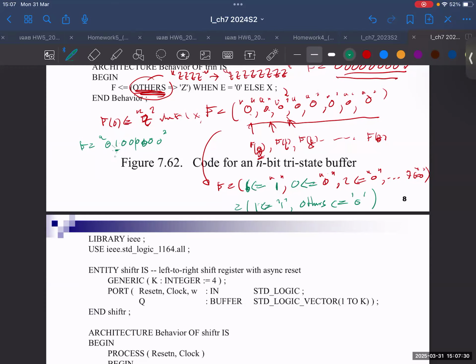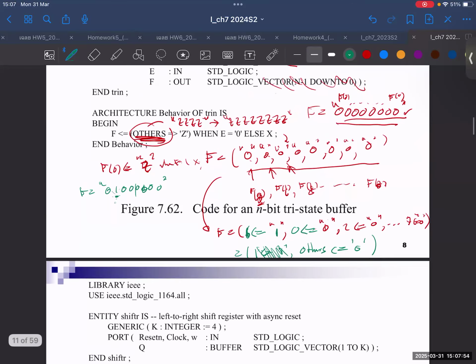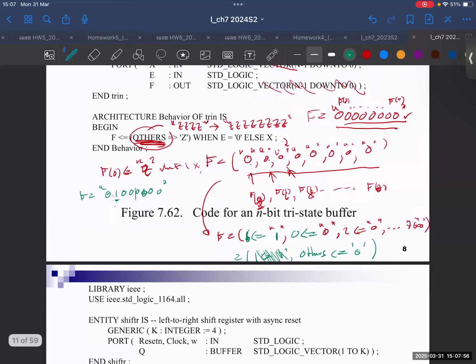And if everything is 0, then you just don't use the explicit part. You just write others equal to 0. What does it mean? Everything else, which means every bit is zero, right? So what's the good thing about this? The good thing is that others means all the rest, which doesn't depend on the bit width. If you write something like this, it means every bit is that, basically.